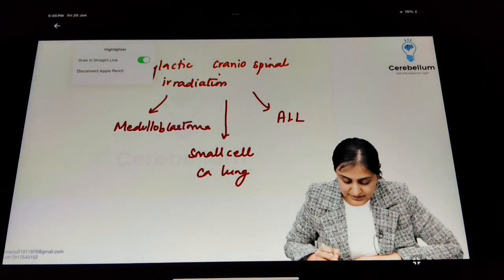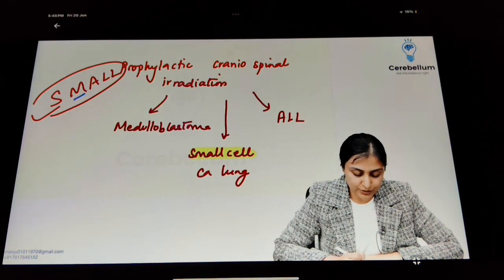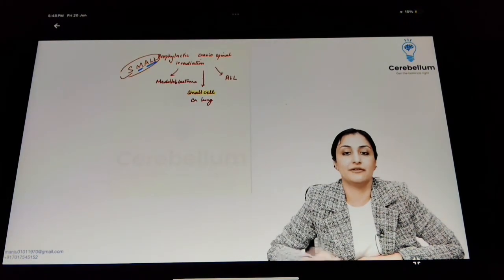So actually everything is there in the word small. If you just remember small, you are sorted. One is small cell CA lung, M for medulloblastoma, ALL for ALL. So if you remember small, everything is done here.